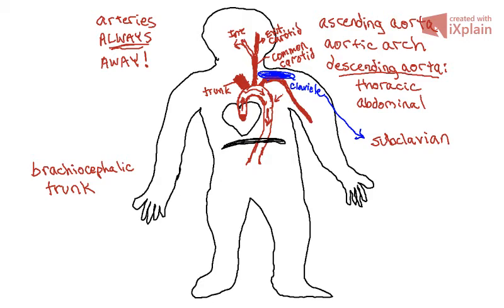And just like that, as soon as the blood flows through the subclavian and gets to under the arm, to the armpit, then it's called the axillary, because axillary just means armpit. As soon as it's gone past the armpit and goes down the top of your arm, this is called the brachial.